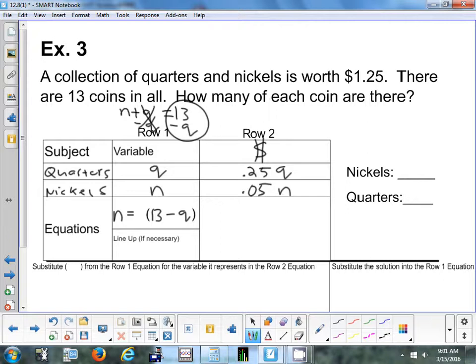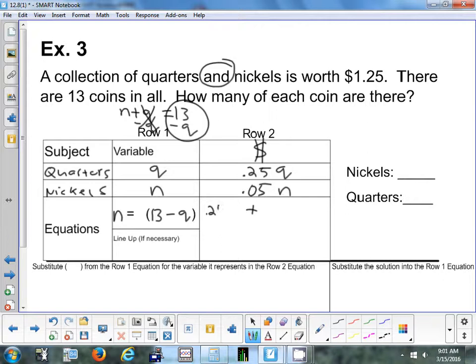Okay, that's the only thing that was different. Now the rest of this problem is just like the one that you guys did with Mr. Roy. Okay, it says we have a collection of quarters and nickels. What does and mean? Addition. Okay. What are the two things I'm adding up? Q and N. Not quite, no. Q and N is column 1. Column 1 stuff never crosses into column 2.